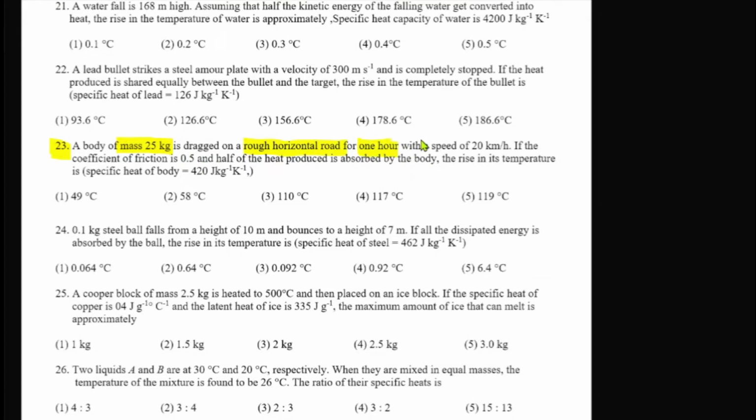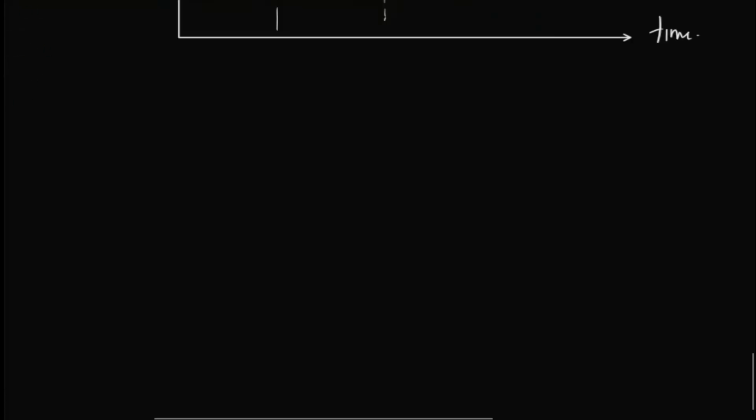Very important, 1 hour, with a speed of 20 kilometers per hour. If the coefficient of friction is 0.5, half of the heat produced is absorbed by the body. The rise in its temperature is? The specific heat capacity of the body is given. So it's like this, guys. This is the 23rd question.